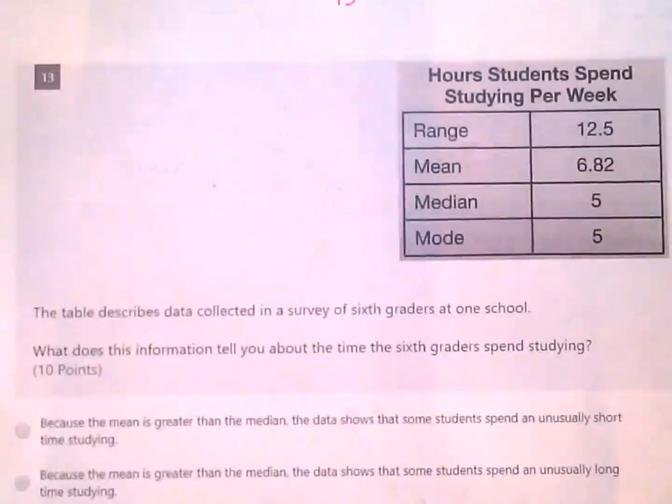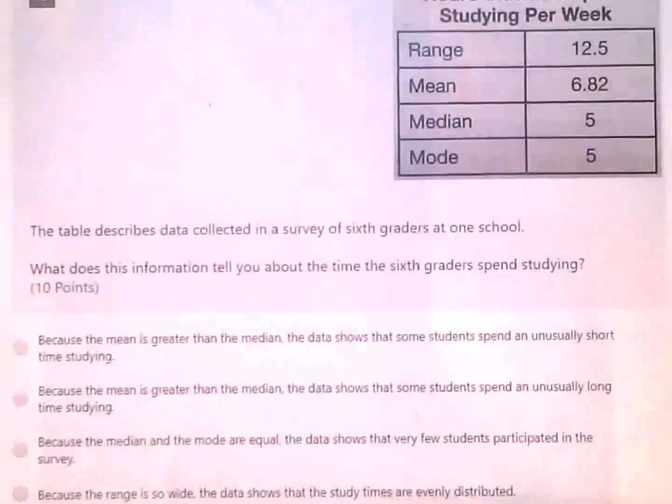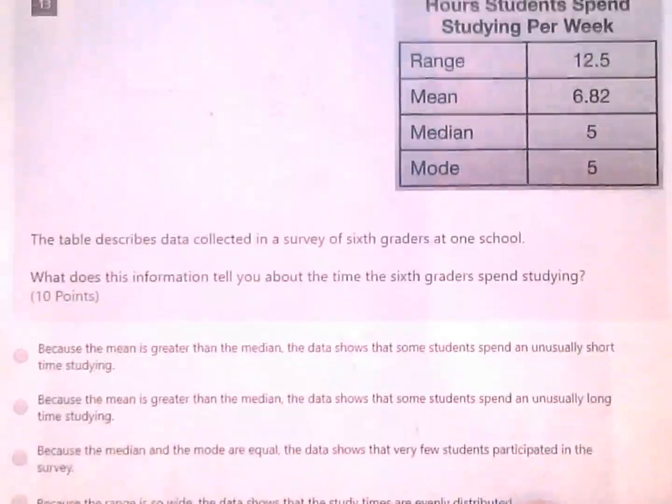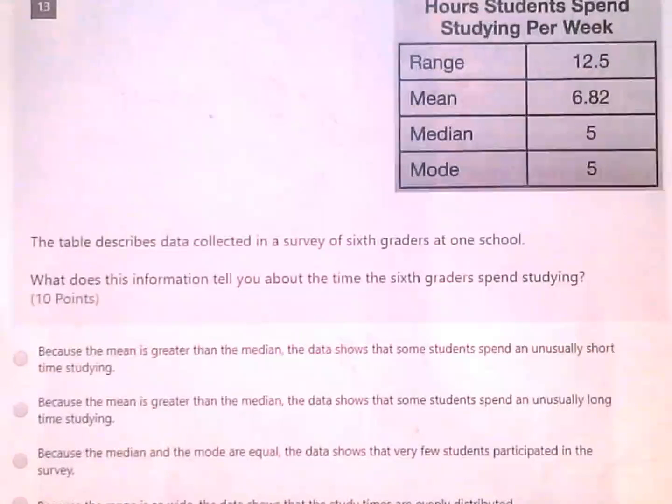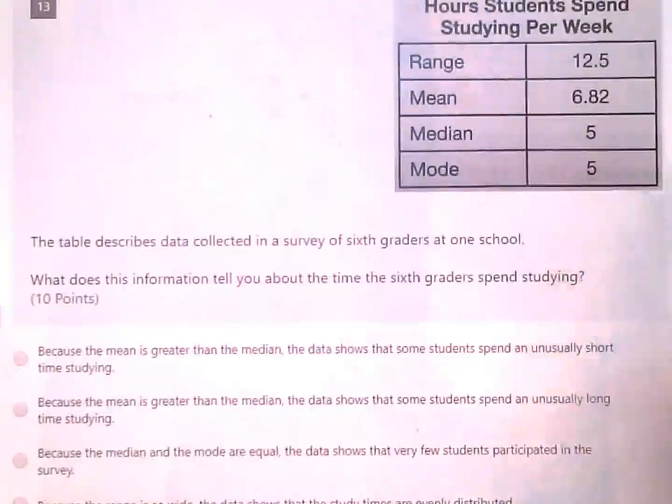All right, and question number 13. The table describes data collected in a survey of 6th graders at one school. We want to know what this information tells you about the time the 6th graders spent studying. Well, I can tell you about the time 6th graders have been spent studying. It's not as much as sometimes I'd like. The table describes data collected. So we're looking at this table. They give us the range, the mean, the median, and the mode.